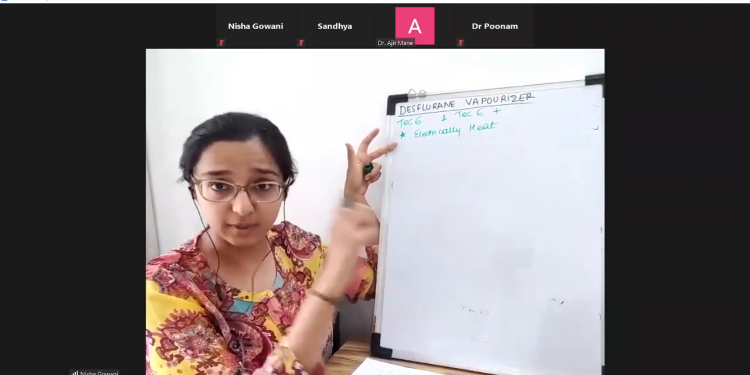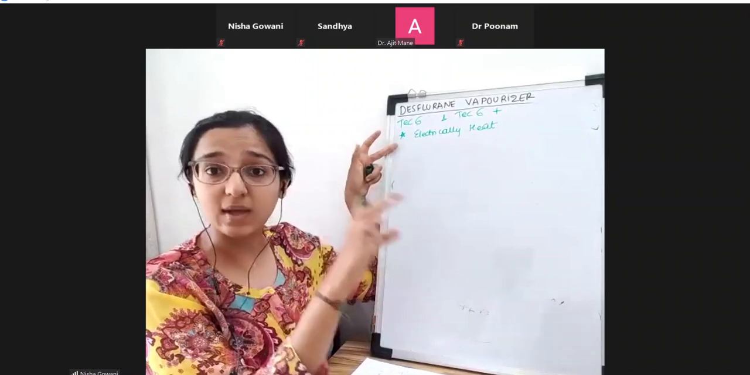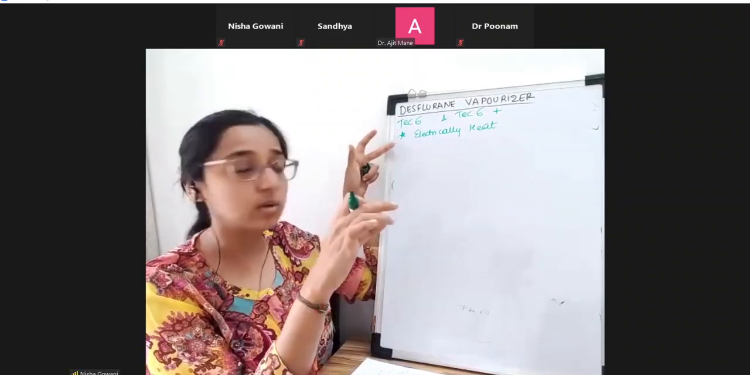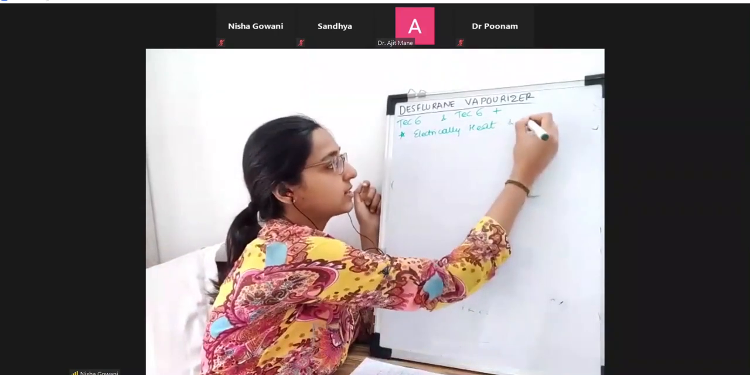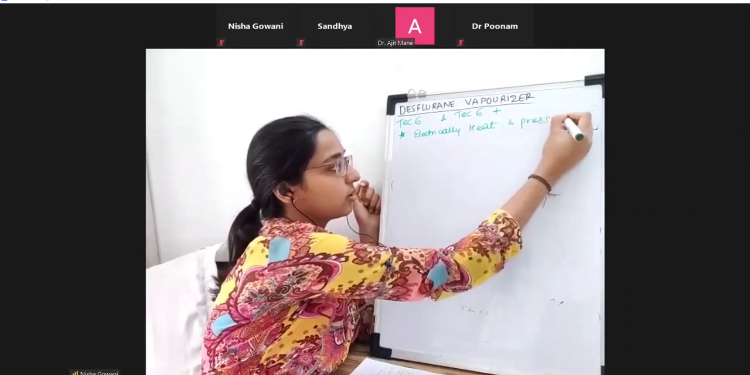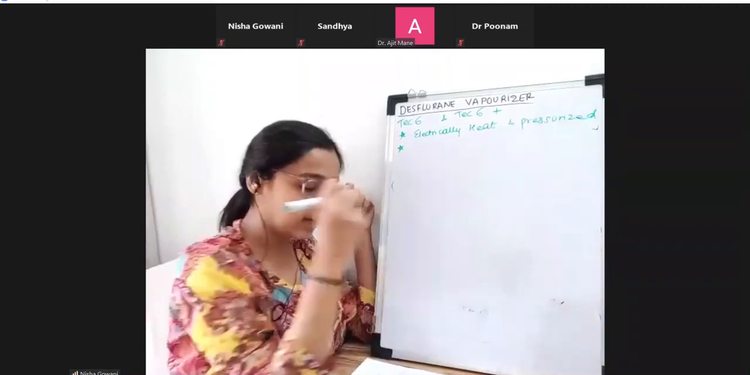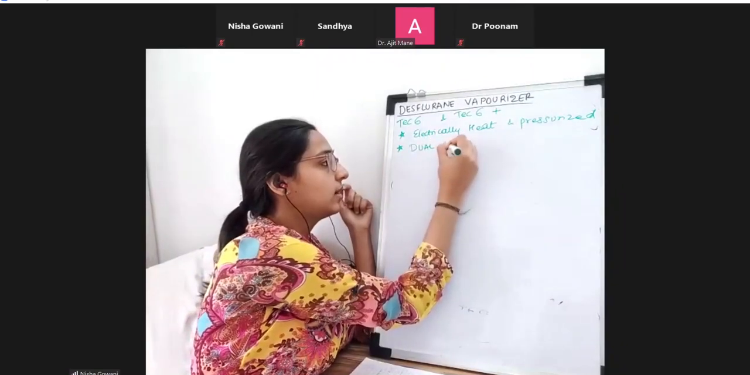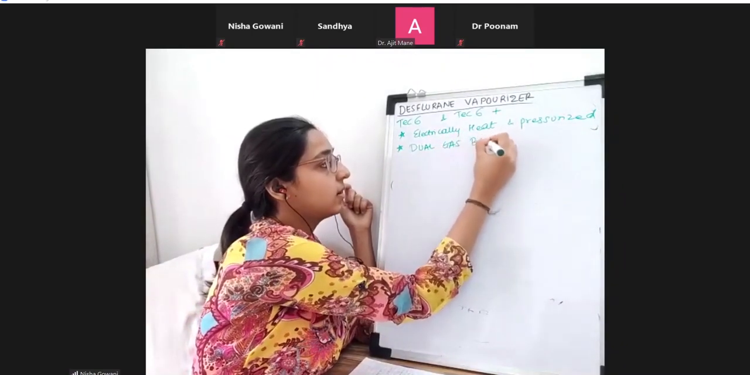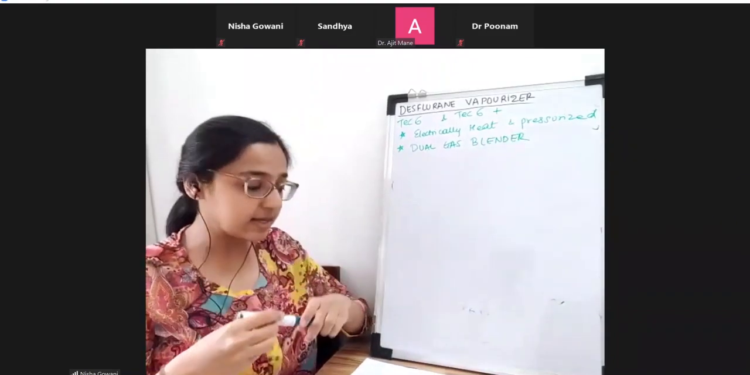So the vaporizer that we are using right now, you know that we have a plug which has to be attached. So it is electrically heated. And pressurized also. We'll understand how in the structure. It's electrically heated and it is electrically pressurized. And it's also got another name. It's called dual gas blender. Now, why is it called dual gas blender? We'll understand from its structure.